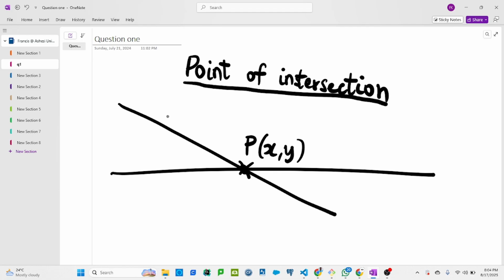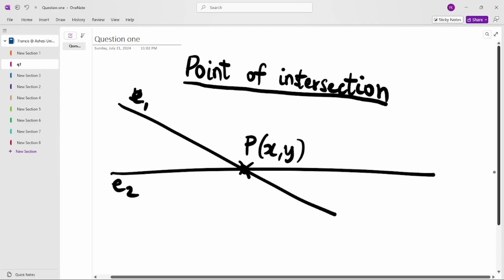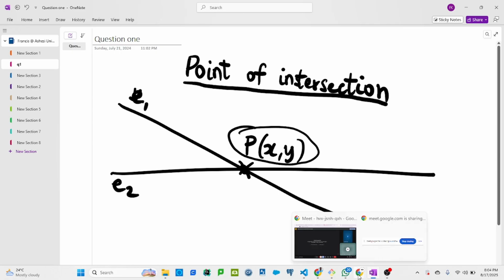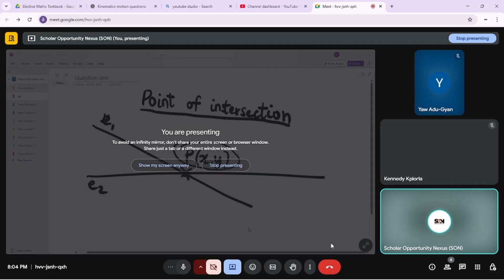So this particular line can have, like, equation 1. Let me call it e1, and this one too can have equation 2. So this line has its own equation, and this one also has its own equation. From the equations, how do we now get the point where they both meet? That's going to be the first thing that we'll be covering in this session.